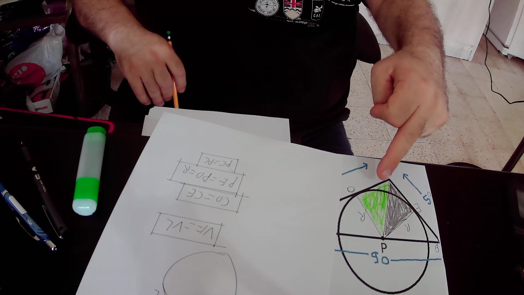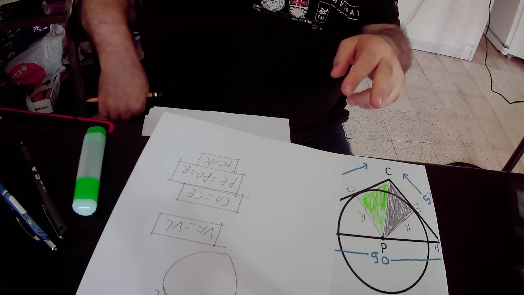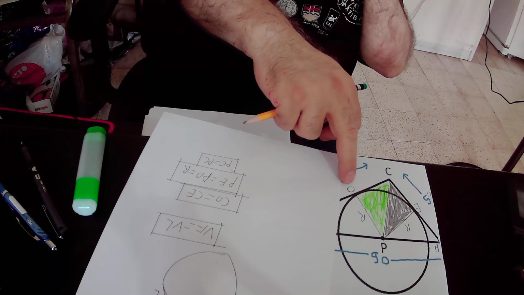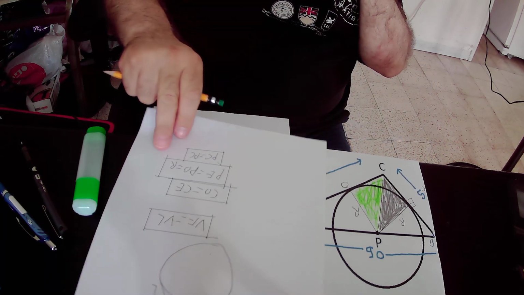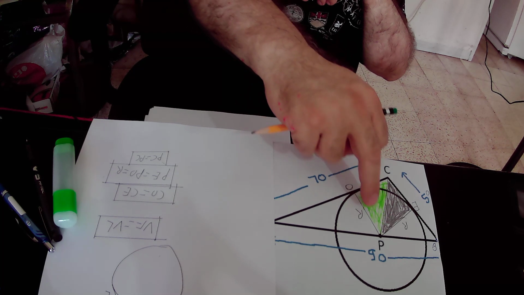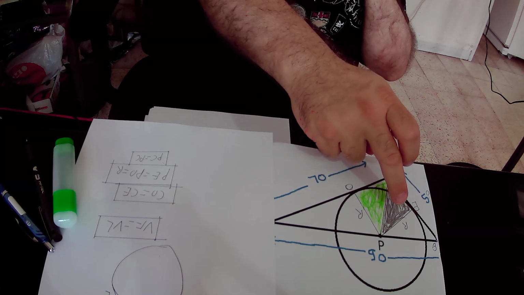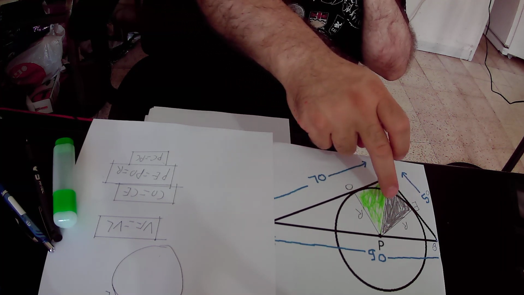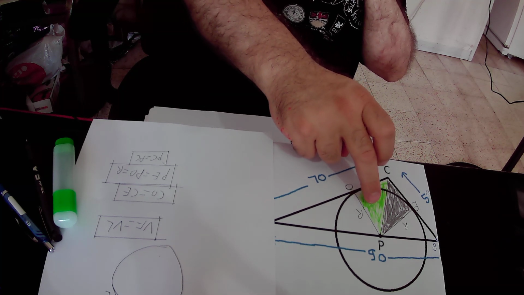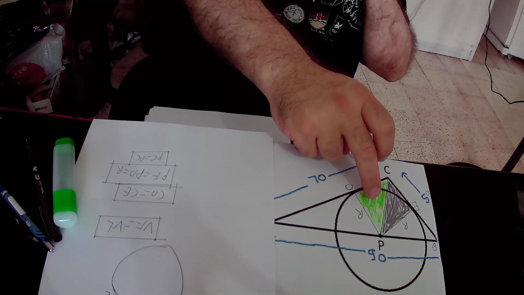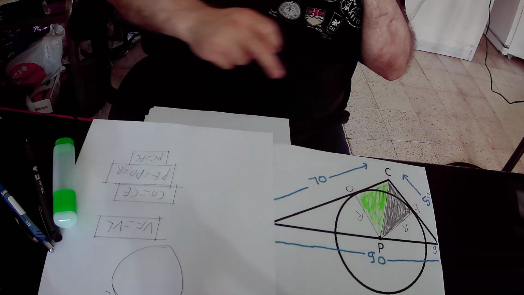Three sides of the green triangle are equal to three sides of the black triangle. Why? Because side CO of the green triangle is equal to side CE in the black triangle. And side PO in the green triangle is equal to side PE in the black triangle. They are both the radiuses of the circle, so they are equal to each other. And side CP, or PC, it is the same. Side CP in the green triangle is equal to side CP in the black triangle.